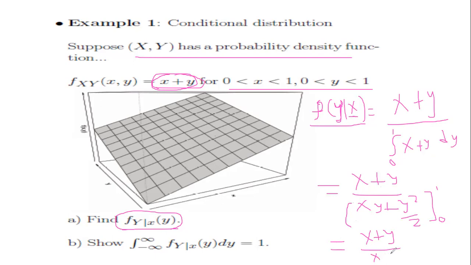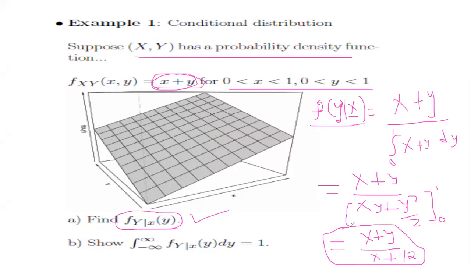x plus half. Come on, man. Half, done. That's it. That is the conditional. Finish. That is the answer to this. That is the formula for the conditional probability. So just know the basic integration. That's it.